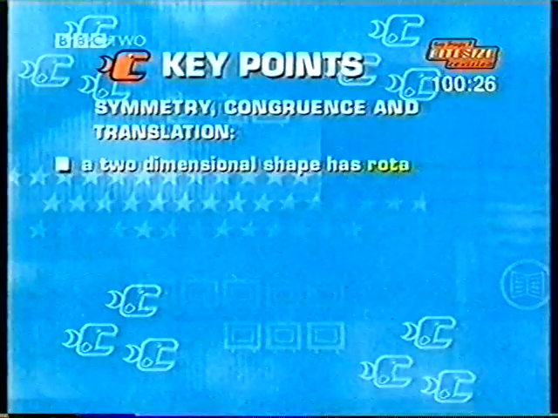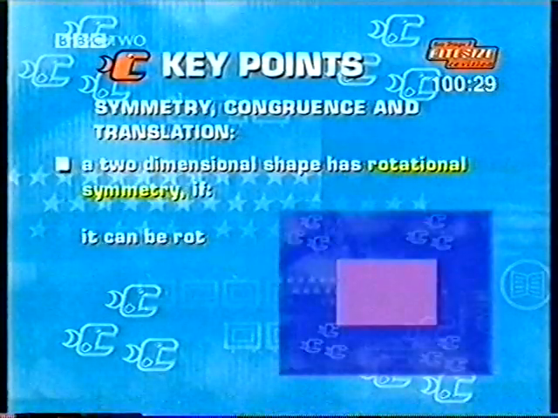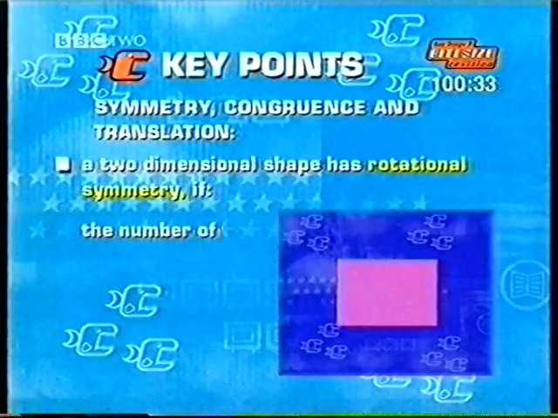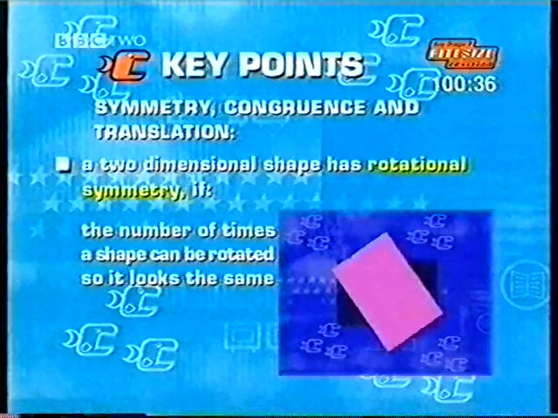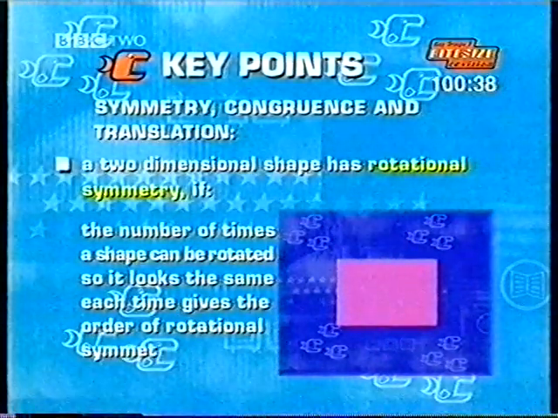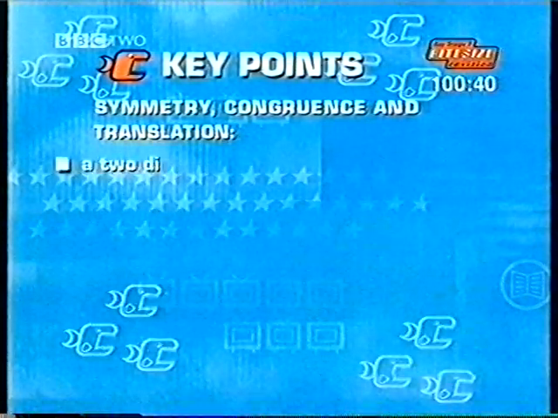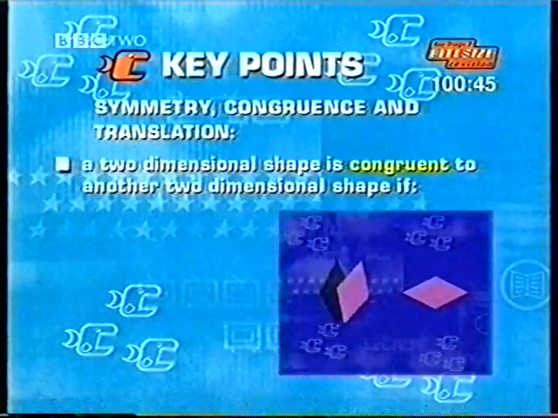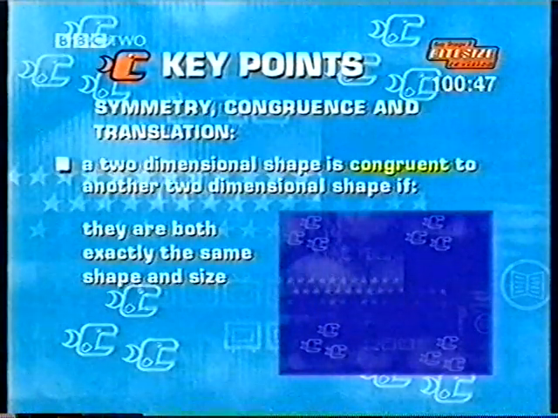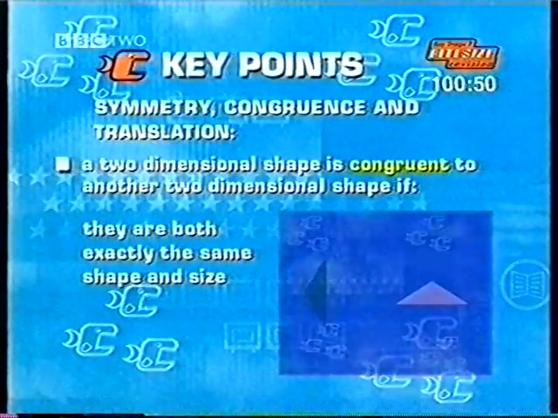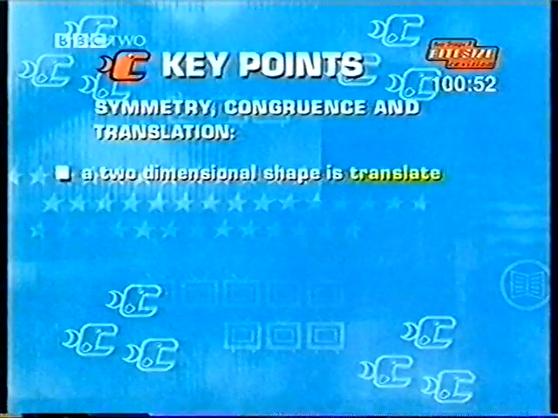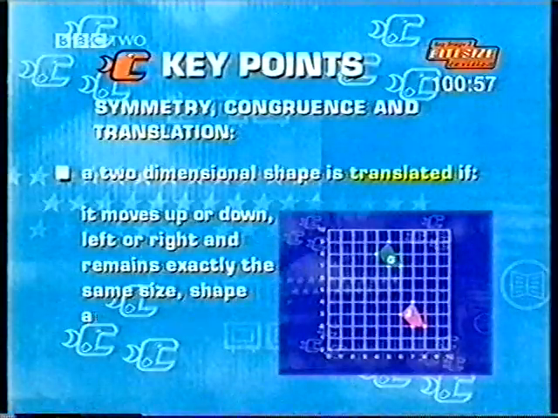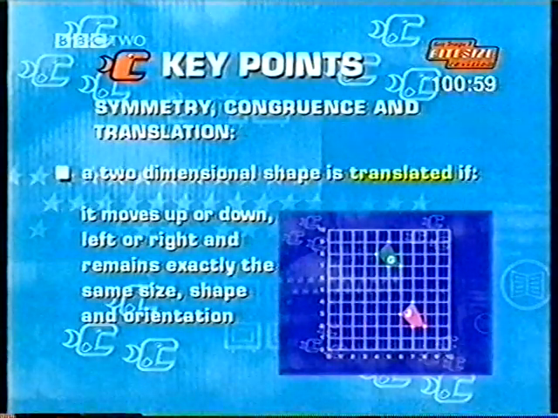A two-dimensional shape has rotational symmetry if it can be rotated and looks the same in its new position. The number of times a shape can be rotated so it looks the same each time gives the order of rotational symmetry. A two-dimensional shape is congruent to another two-dimensional shape if they are both exactly the same shape and size. A two-dimensional shape is translated if it moves up or down, left or right, and remains exactly the same size, shape and orientation.